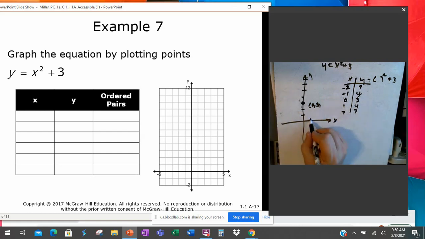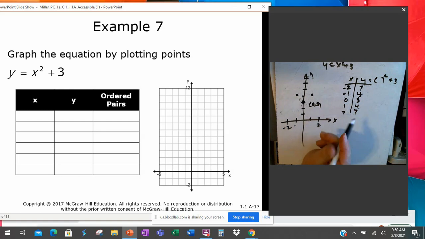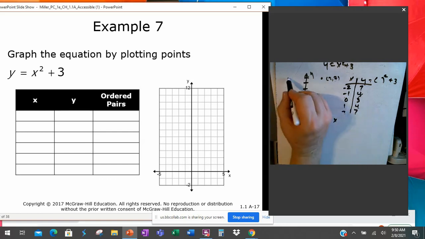1, 4. I only go to 1, 2, negative 1, negative 2. Okay, so at 1, I go up to 4. That's right there. Negative 1, I go up to 4. That would be right there. 1, 4, negative 1, 4. Then at my 2, I go to 7. So this went all the way 4, 5, 6, 7. So 2, 7. And then negative 2, 7 would be right about there.